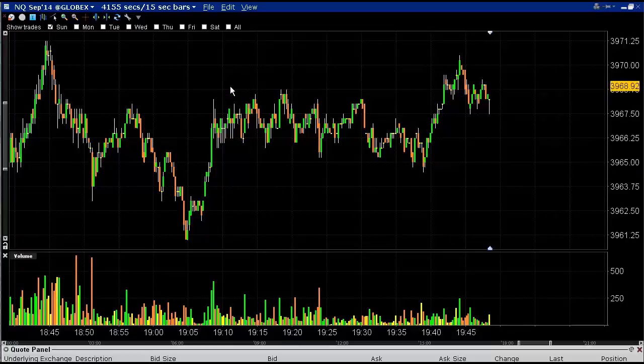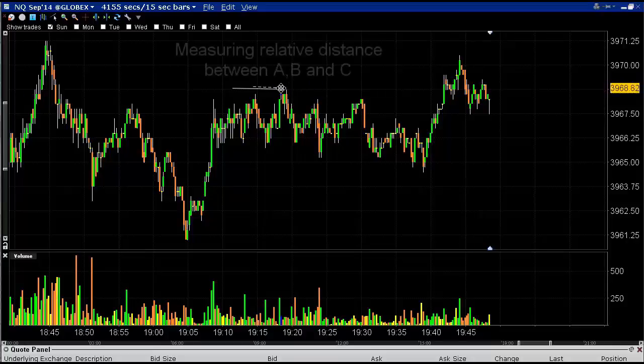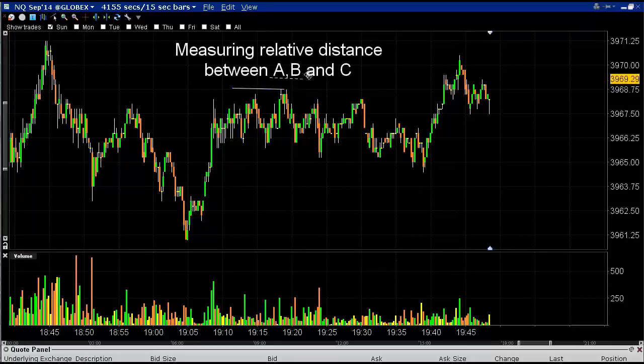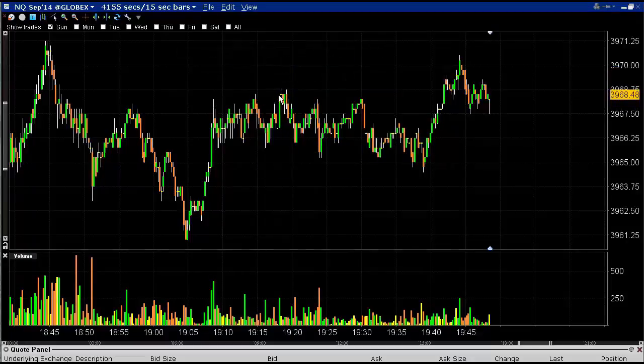Let's see if it fits our criteria. Where is A? Well, this is a very broad top, so I'd take the middle. A is about there, B is there, and then if we draw along to C, you'll see that it's greater than 50% but less than 100% of the distance between A and B compared to the distance between B and C. So the peaks meet our requirements.